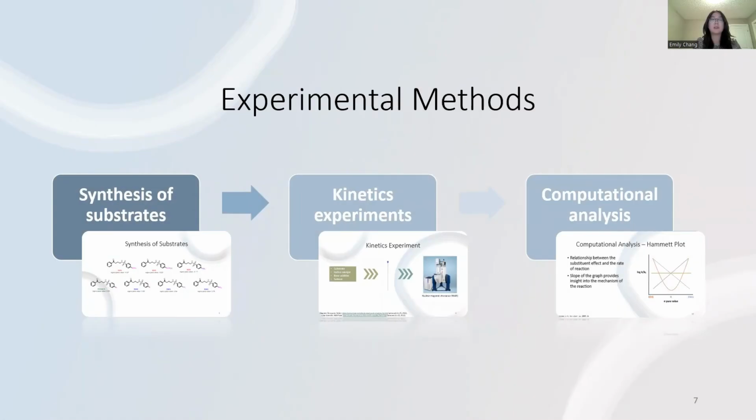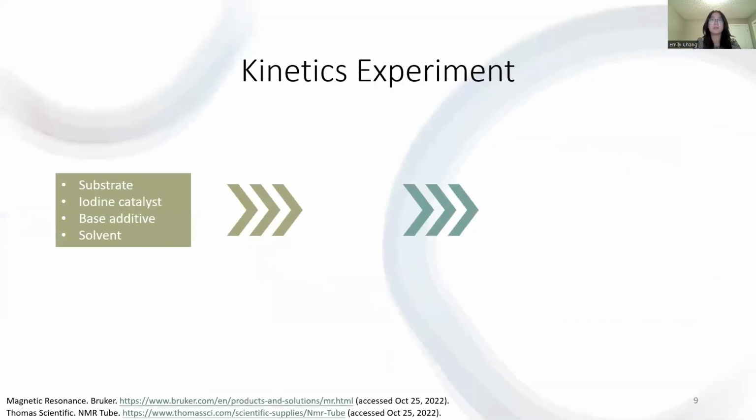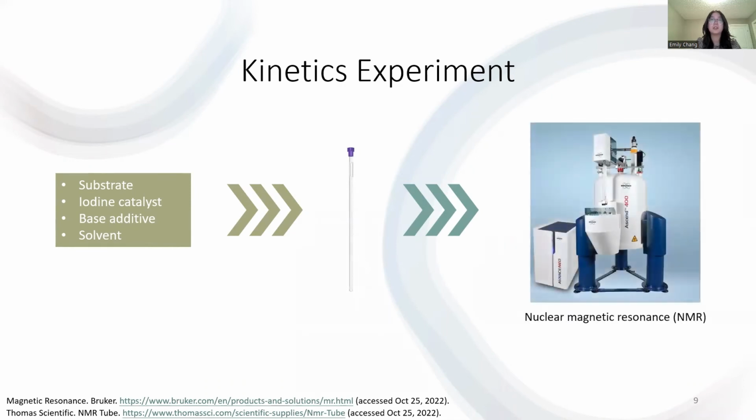Once I've made all my substrates, I can move on to the kinetic experiments. During the experiment, I will first add all the components of my target reaction, such as the substrate, iodine catalyst, base additive, and solvent, into a sample tube. Then I will place the sample tube in an instrument called nuclear magnetic resonance, NMR for short, in which the NMR will collect data as the reaction progresses. And with the collected data, I can now determine the rate of reaction.